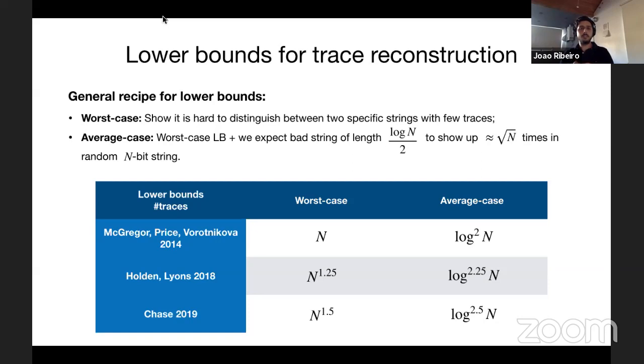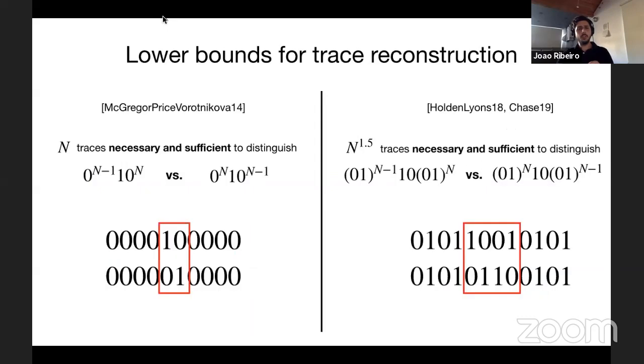Yeah, we're good. Okay. So going on, I said that people look at explicit strings for getting these lower bounds for worst case reconstruction. I just wanted to present them. On the left-hand side, we have the strings that give you the linear lower bound for worst case reconstruction. And they're very simple. The idea is that you have a 1 and then a bunch of zeros. And from one string to the other, you just shift the 1 by one position.